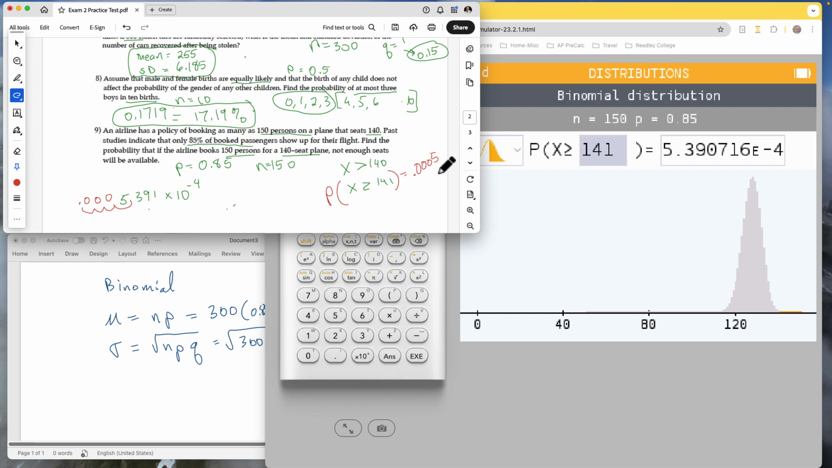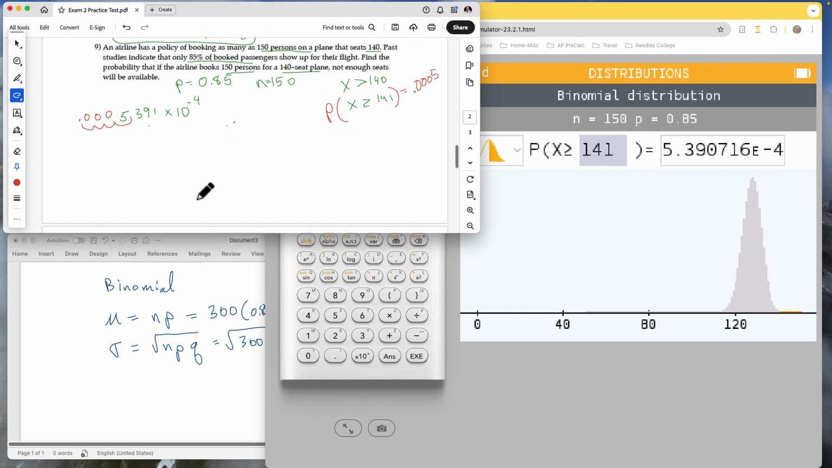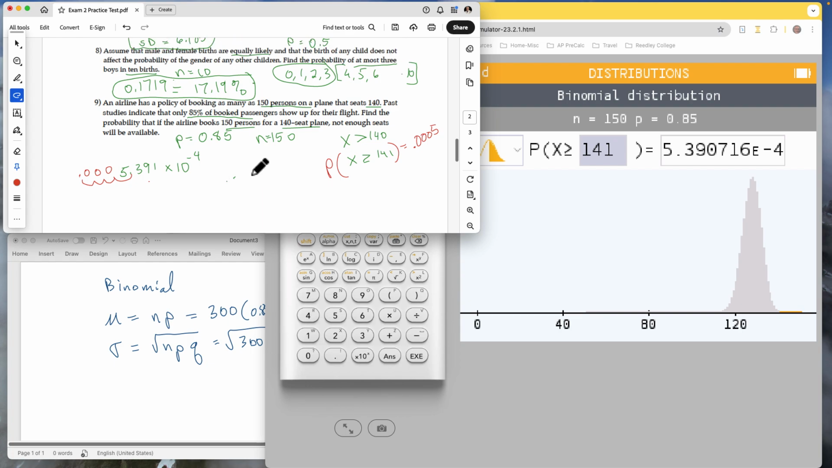So that's actually a very, very small percentage. That would be 5 times out of 10,000, because that's a 10,000th place. It doesn't happen very often. A very unlikely event. So that's why they booked the 150, so that they could almost always be flying with a full plane, making as much money as they can. But on very rare occasions will they not have enough seats for everybody if all this stuff holds. All right, thank you.